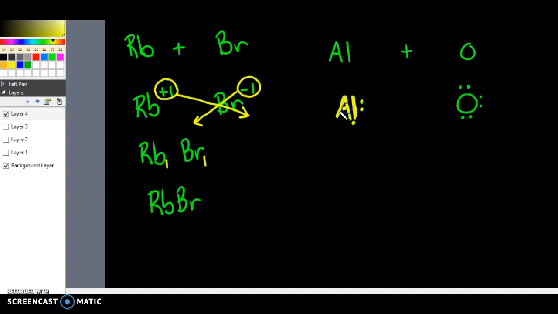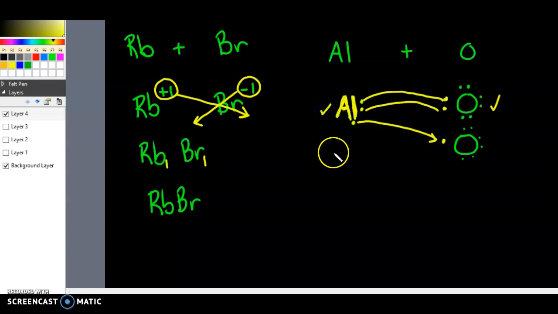Now, aluminum wants to get rid of its 3 electrons. It can give one of these to oxygen. It can give a second one to oxygen. Now my oxygen has 8, so it's good. But my aluminum still has an extra valence electron. So I'm going to add another oxygen atom, which has 6 valence electrons. Still missing 2. It can take 1 from this aluminum. Now my aluminum's happy, it's gotten rid of all 3 of its electrons.